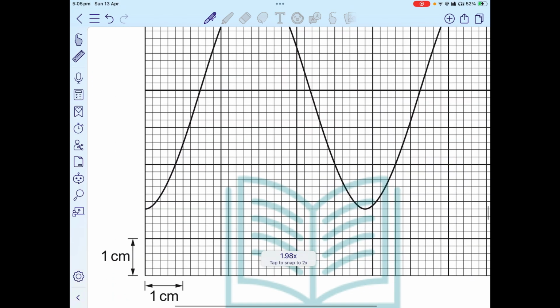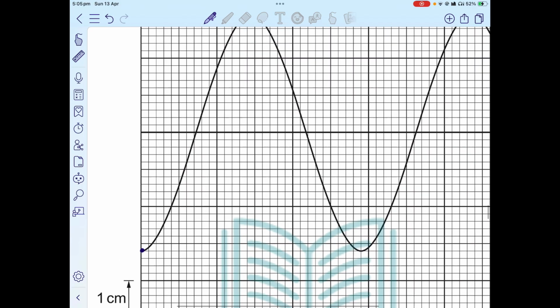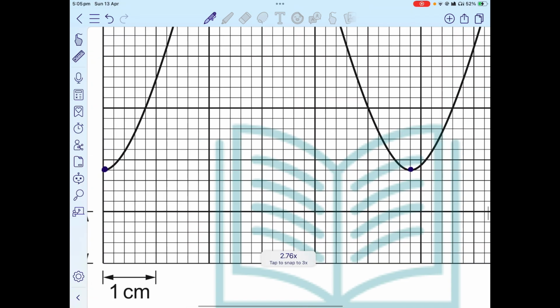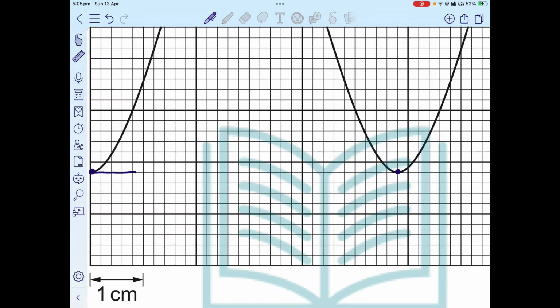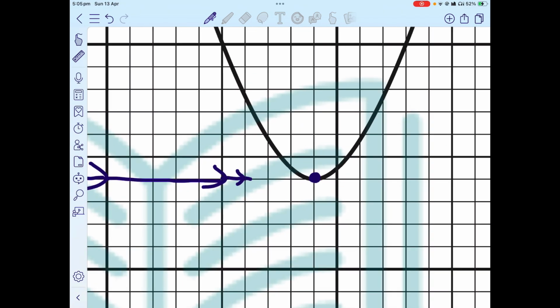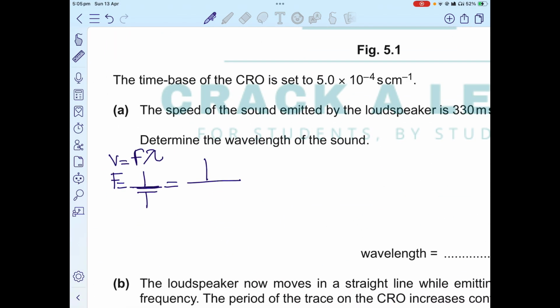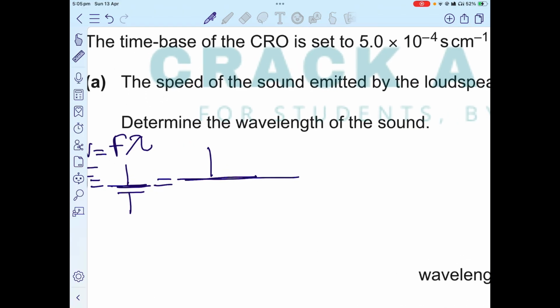Now, if I take this point on the wave, this is the starting point. The wave goes all the way up and comes back all the way down over here. So if I can measure the distance between these two, I would get the period. This is 1 centimeter, then 2 centimeters, 3, 4, 5 centimeters, then 5.2, 5.4, 5.6, 5.8 centimeters. And 1 centimeter represents 5.0 × 10⁻⁴. So I have 5.8 centimeters times 5.0 × 10⁻⁴.